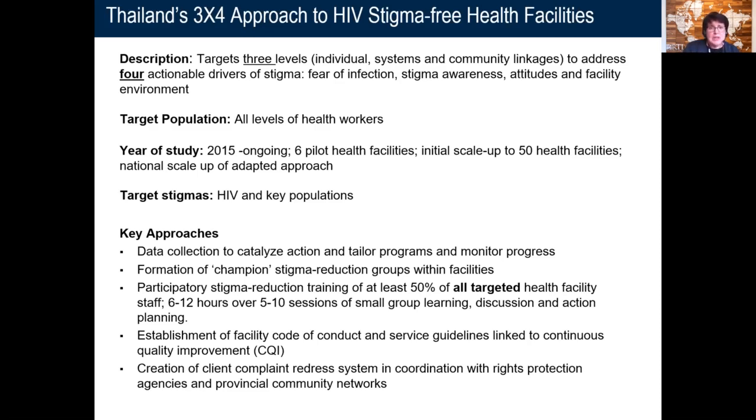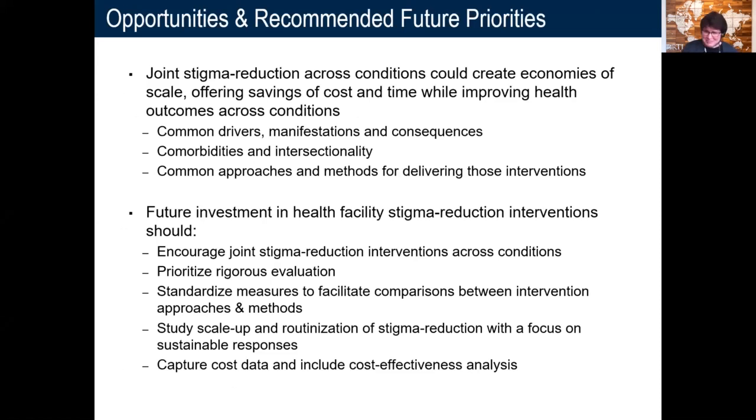They also formed champion groups, so bringing together and facilitating groups within health facilities who want to improve the situation. They included participatory training. They targeted at least 50% of all staff. So it wasn't just clinical staff who got the training, it was all staff. They were looking at the systems with codes of conduct, and they also created a kind of redress system. So just to give you a flavor or a sense of some of the hows in the facilities, and I'll be wrapping up shortly. I see Vidya came back online, which means I must be close to time.